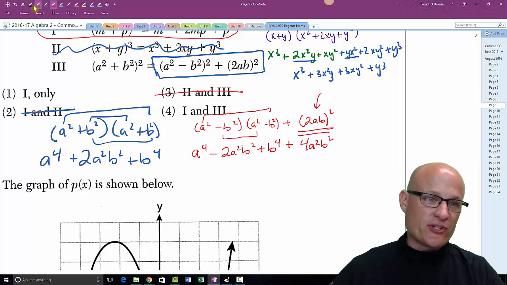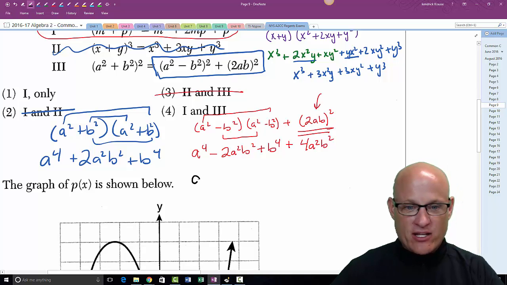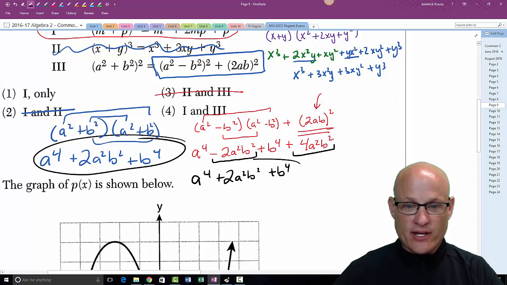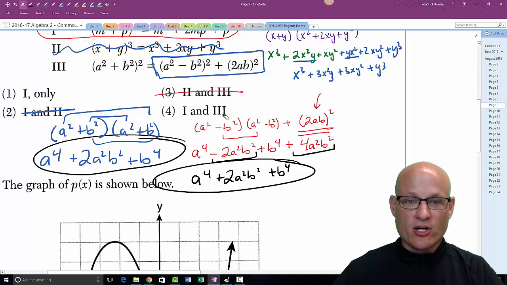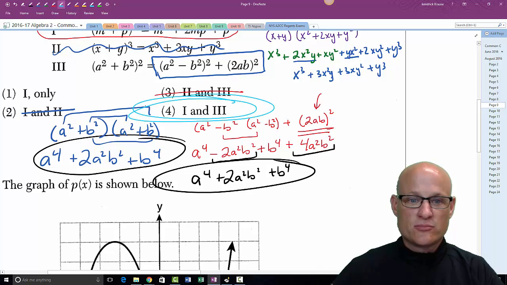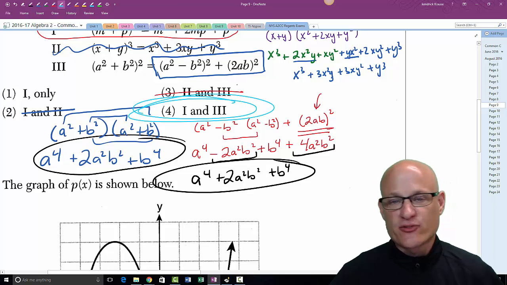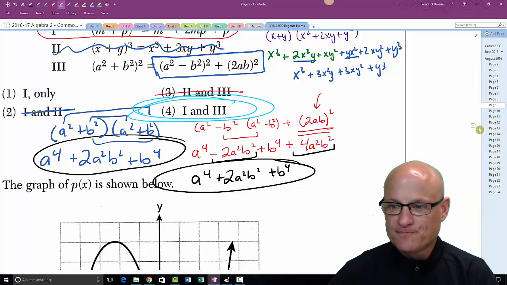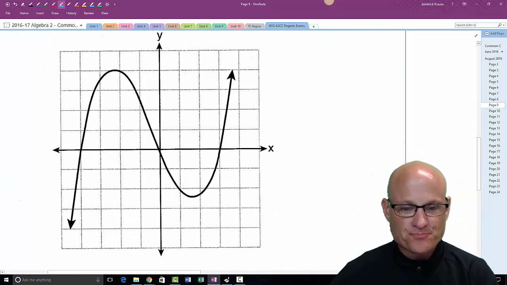So if I combine all this stuff up on the right side, I get a to the fourth. Now, negative 2a squared b squared and 4a squared b squared is plus 2a squared b squared plus b to the fourth. So you'll notice that they are in fact the same. Ergo, the answer is choice 4. Now, you could have done this by plugging in some values and checking it that way as well. Whatever. All right, let's do this one.